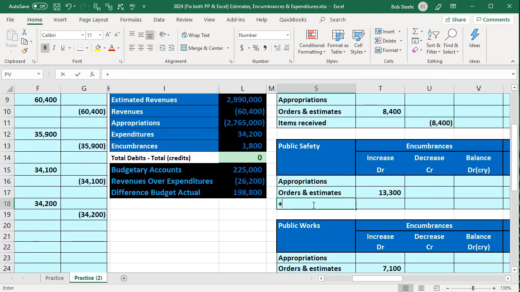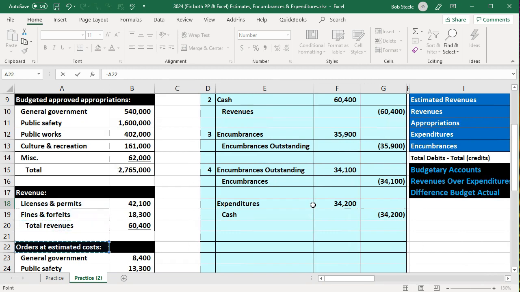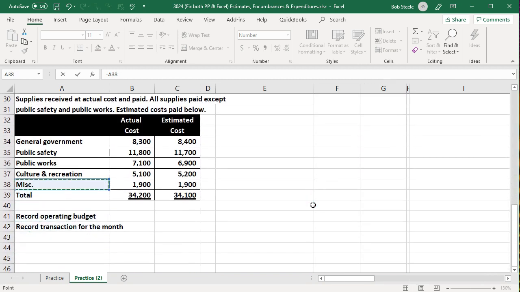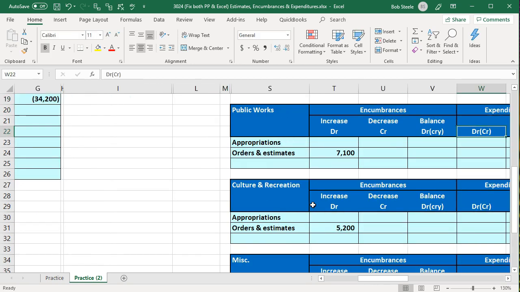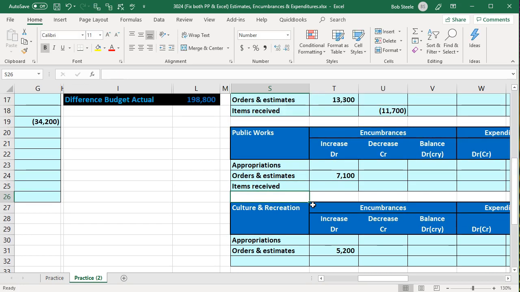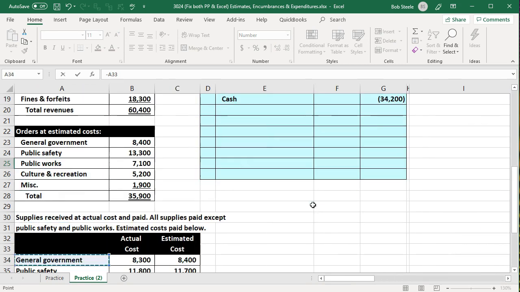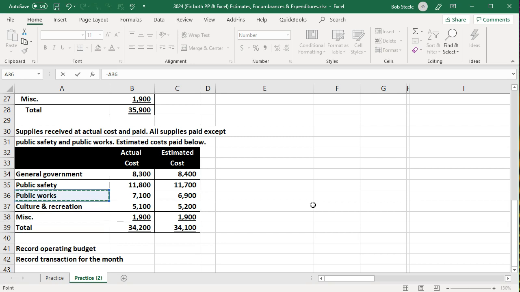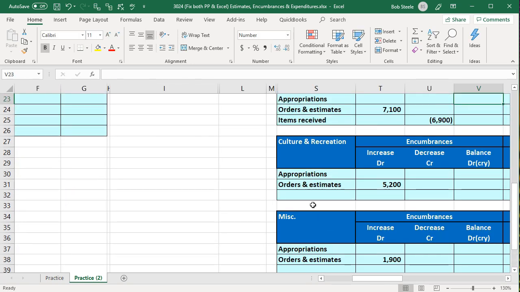So now we're on the public safety. We're in cell U18, negative. Scrolling to the left, scrolling down. We're looking for the public safety. We want to be in the estimated amount in the 11.7 and enter. Then we're going to go down to the next item, and it's going to be items received. We want to be in cell U25, negative. Scrolling to the left, and we want to scroll down. We're in the public works now. So public works is the 6009 and enter. So there we have that item.